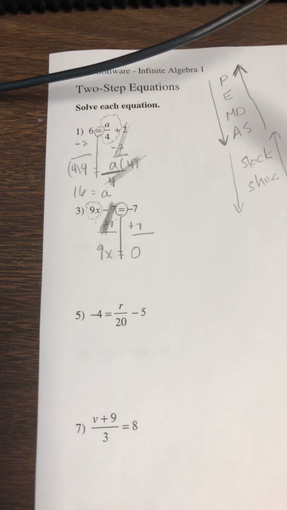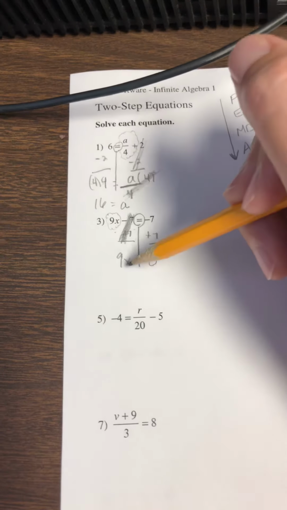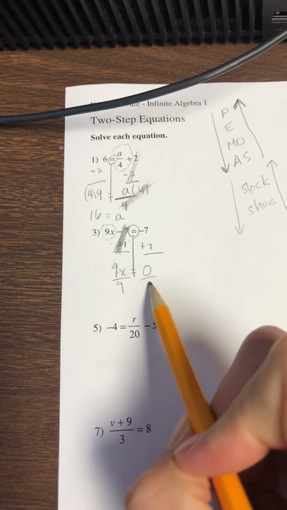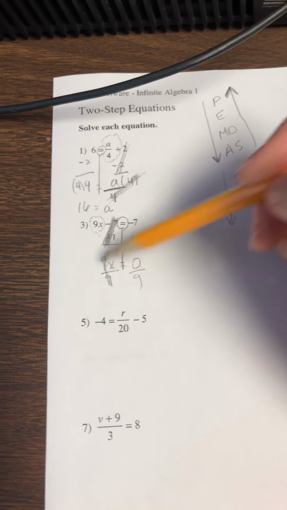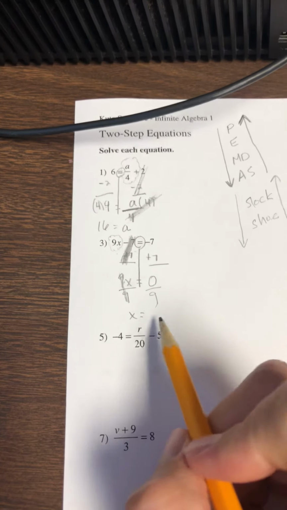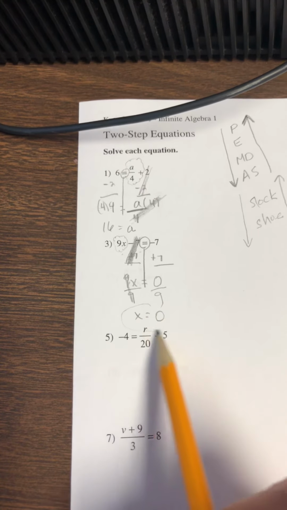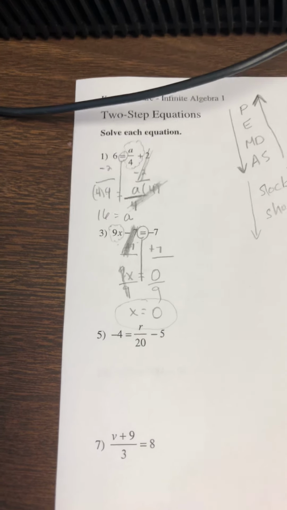Now we're going to keep right on rolling. Okay, 9 times x, to get rid of multiplying by 9, I'm going to divide both sides by 9. The 9 divided by the 9 cancels and just leaves me a 1x. And 0 divided by 9 is the number 0. And 0 is a real answer, and that's a perfectly acceptable thing to write.